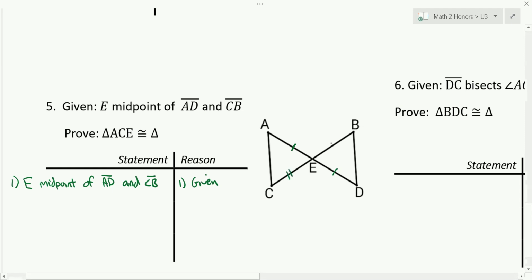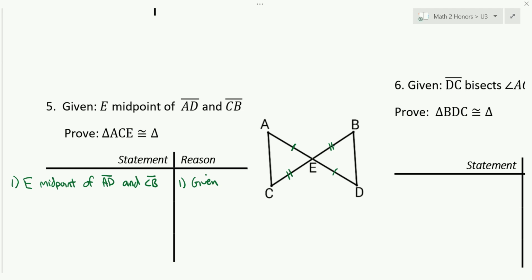CE is congruent to BE. Why? Of what? No. Okay. Careful. CE is congruent to BE, not because it's the midpoint of AD, but because it's the midpoint of CB, right? That's where that's coming from. Good. Just making you be a little more precise with your language. What else? Lindsay.